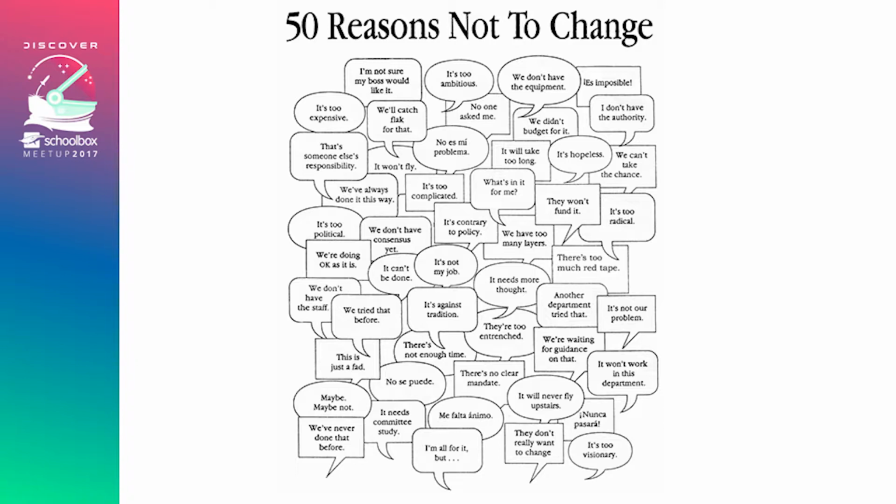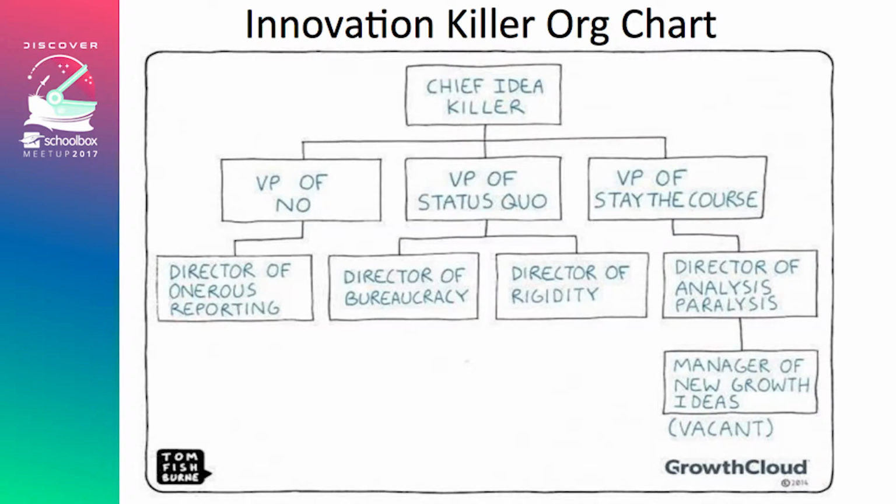Probably the most common excuse that I come across is the old, my students just won't watch it. So my retort to that would be, well, what would you do if they didn't watch, or what would you do if they didn't do their homework? So these types of excuses tend to come from people in this hierarchy, which again probably exists in the majority of all of our schools and all of our organisations. The Director of Onerous Reporting and the Director of Analysis Paralysis ring true in our organisation.